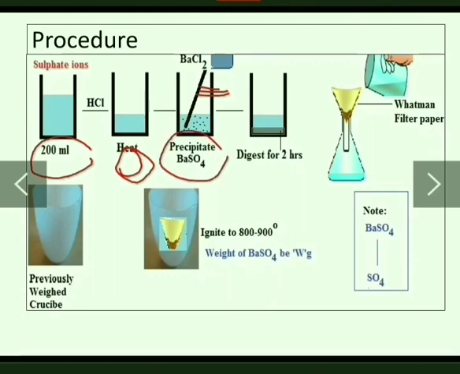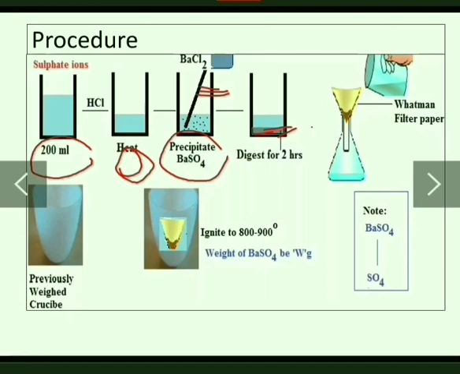This precipitate has to digest for 2 hours. That is nothing but you have to keep it aside for 2 hours. When you keep it aside for 2 hours, you can see the precipitate has settled down. After this, you have to filter the precipitate. We are concerned with only the precipitate. We have to weigh the precipitate. So the solution has to be removed. We want only the precipitate.